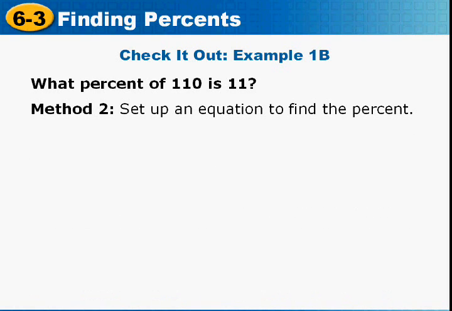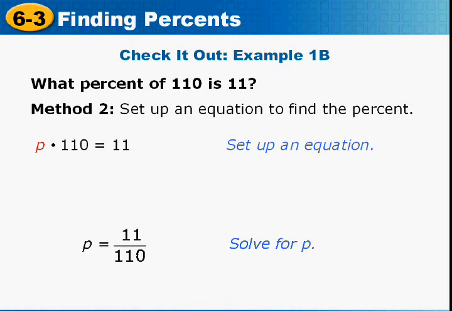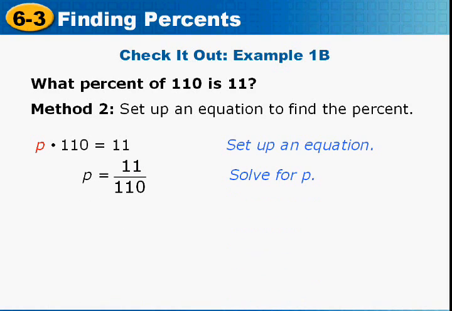Okay, I'm going to start with method 2, where we set up an equation. What percent of 110 is 11? Remember, we don't know the percent, so we start off with P. Of means multiply. 110. Is means equal, 11. There's our equation. To solve for P, we need to be doing inverse operations, so divide by 110.